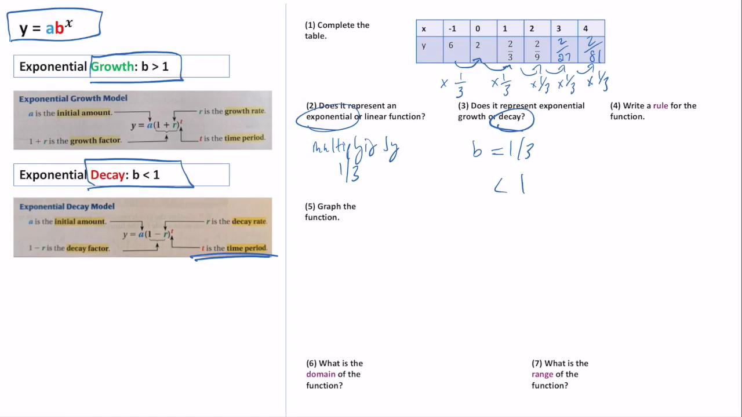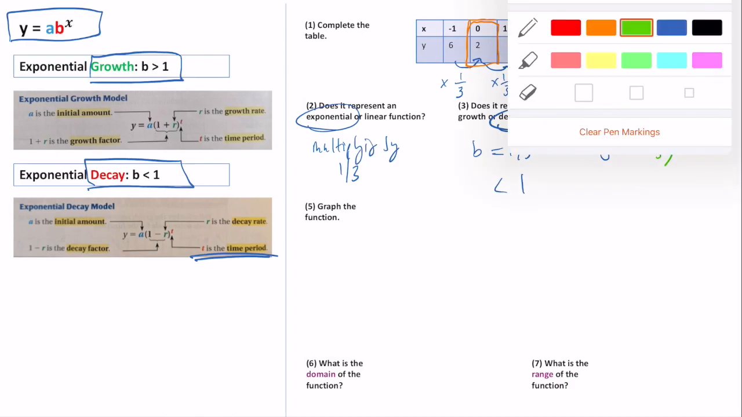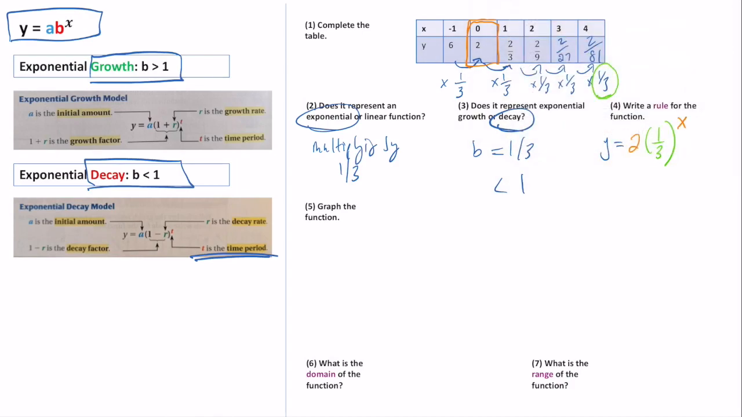And then write a rule for the function. Well, all we need is our A, our B, and our X. So let's just look at this. Y equals, well, A is just where we're starting, and I can see that in the chart here. When X was 0, Y was 2, so A is 2. Okay, and then B is just the number we're multiplying by. Well, that's right there, so it's times 1/3. And then it's just X. How many times are we multiplying by, right? And so that's our function.